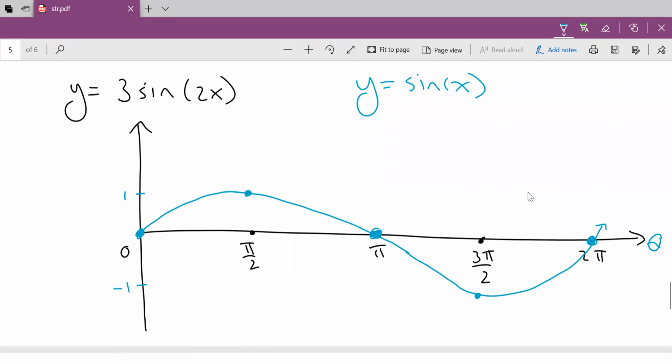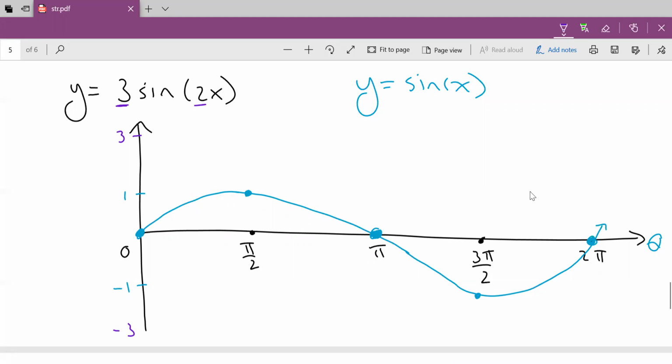Now what I'm going to do is look at our new transformed graph, or what I'm being asked to draw. A couple of things I want to recognize. Okay, my amplitude's 3. I've been vertically stretched by 3. So my max is now going to be 3. My min is going to be down here at -3. Perfect. Like we said before, this thing's been horizontally stretched by a half.